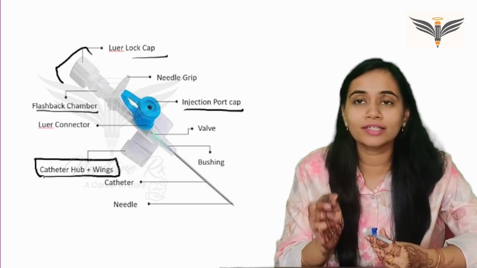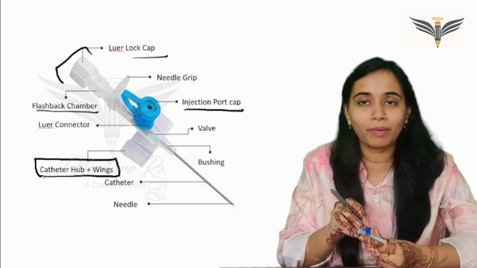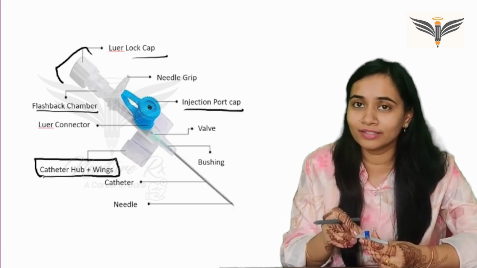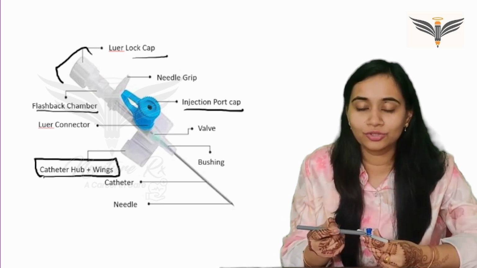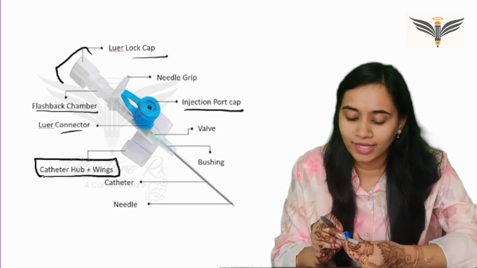Just below it is the Luer connector, your catheter part, and the part that is going to connect your external devices to your cannula is connected through this part which is called the Luer connector, right?